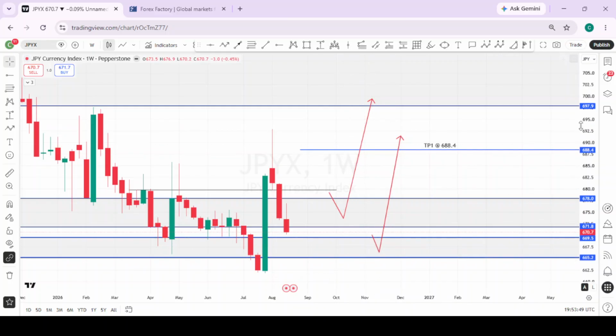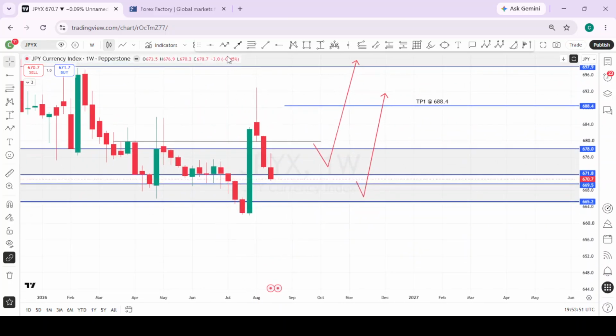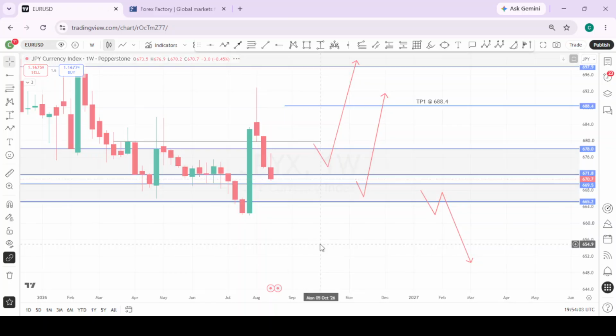If that doesn't happen, then we know that the Japanese yen index is just going to continue bearish as it used to be before. So we will be patient to see how price reacts when it gets to this second area of interest, then we take our decisions from there.